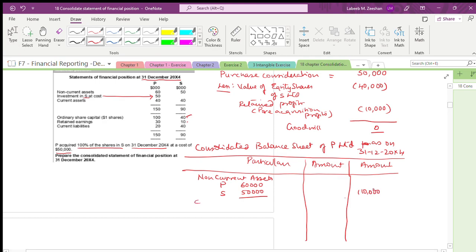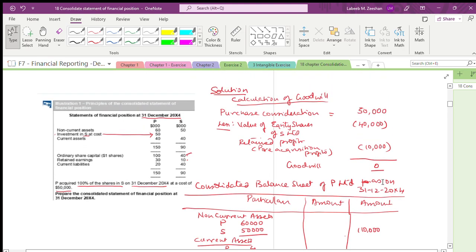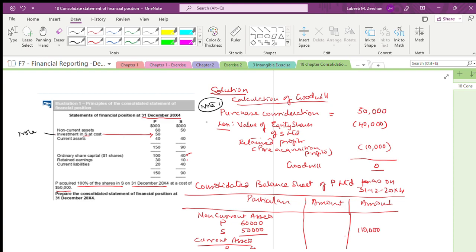Next, you take into consideration current assets, P Limited and S Limited. We will not take investments, because investment is in working note 1. Here we have already taken the investments of 50,000 as such.